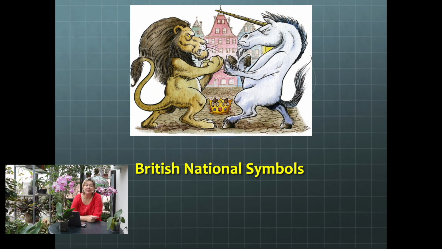Morning. This is week 2 of the cultural geography of the United Kingdom, and today I'd like to talk with you about the national symbols of the nations and regions of the United Kingdom.